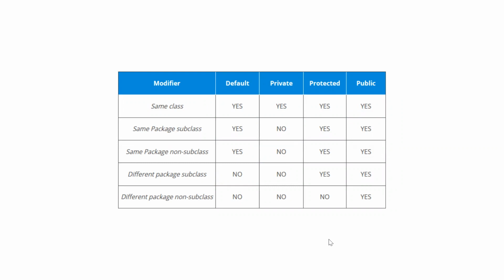For the same package and non-subclasses, I can use default, but I can't use private. Sometimes for subclasses I can use protected. Public, I can use in different packages. I can't use default and private, whereas I can use protected and public. For different packages and classes, I can use only public. The remaining cannot be accessed. Public means we can access methods, fields, constructors, everything from everywhere, right? So that's your access modifiers or specifiers.